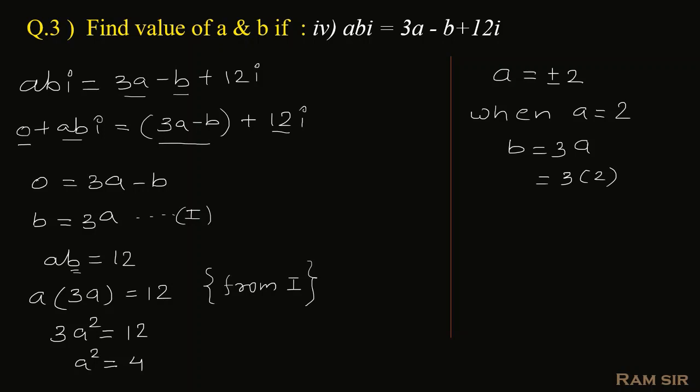So we get 3 2s are 6, which is the first value for b. And now when we have a is equal to minus 2, and when we substitute in the equation number 1, again we get b is equal to 3 into a, and the value of a we have as minus 2. So overall answer we get as minus 6.